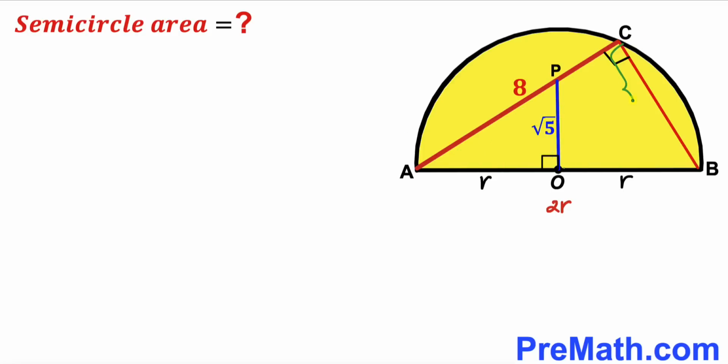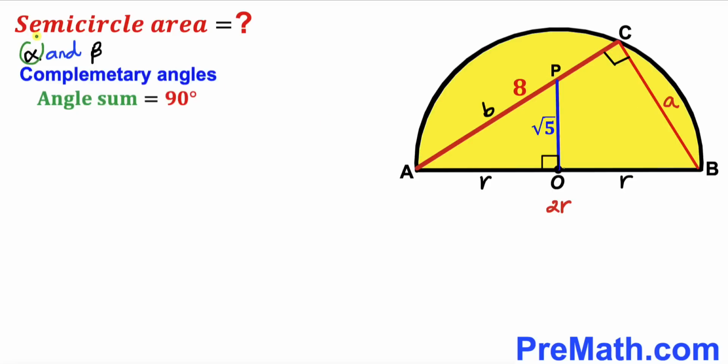And here's our next step. Let me go ahead and label this chord BC as a lowercase a, and this segment AP as lowercase b. And here's our next step. Let's assume that alpha and beta are our 2 complementary angles. In other words, the sum of these 2 angles, alpha plus beta, must be equal to 90 degrees. Now let's assume that this angle is our angle alpha, and we know this angle is 90 degrees. So therefore this angle must be beta.